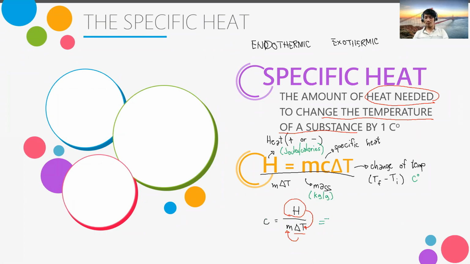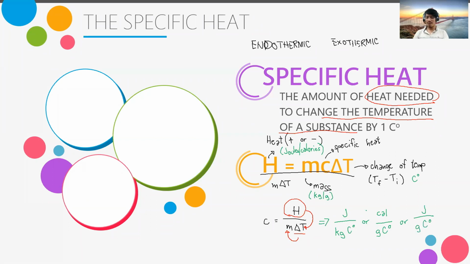So ang unit ngayon ng specific heat is H. Heat is joules. It could be joules per mass, kilogram, Celsius degree. So that's one of the units sa specific heat. Or pwede din siya, calories ang heat. Calories si heat per mass is grams, Celsius degree. Pwede yan. Okay? Or pwede din na joules ang heat over grams, Celsius degree.